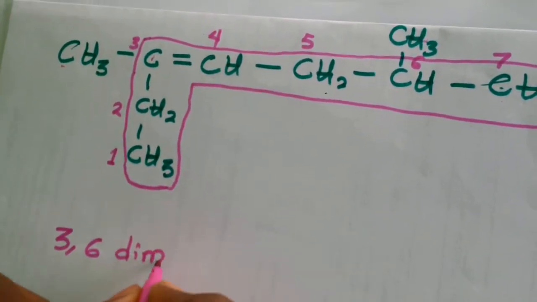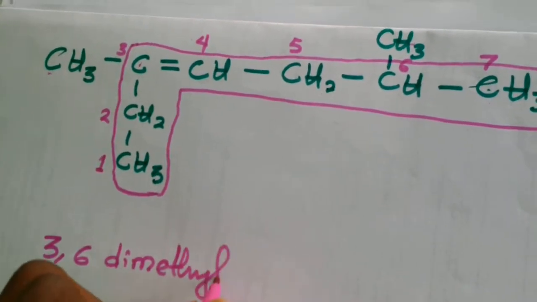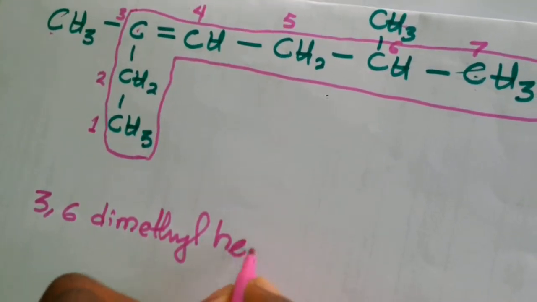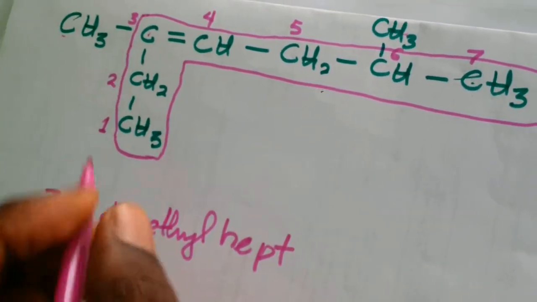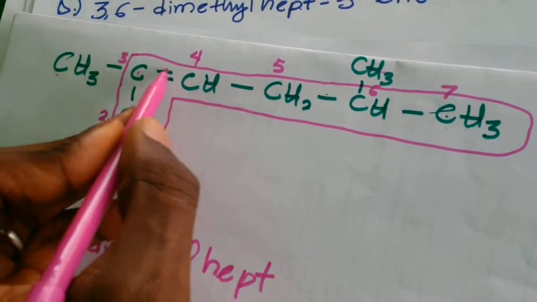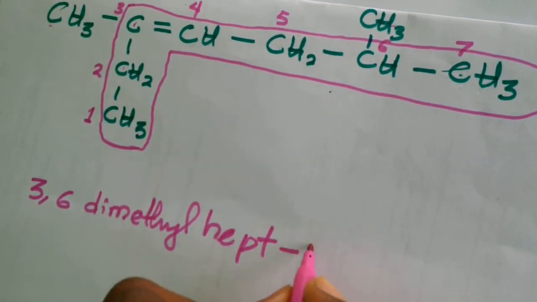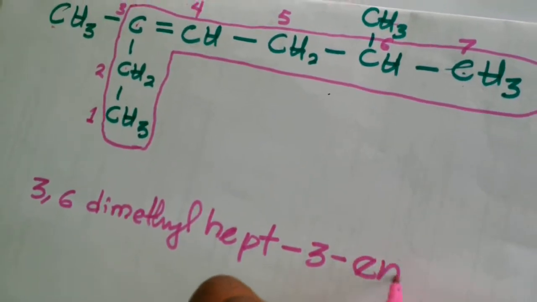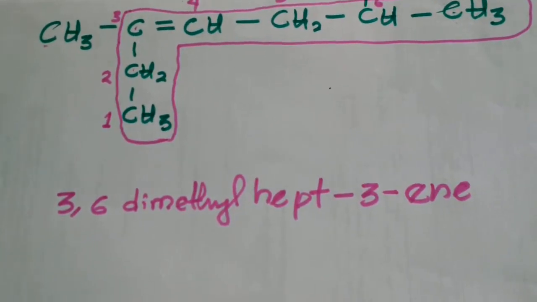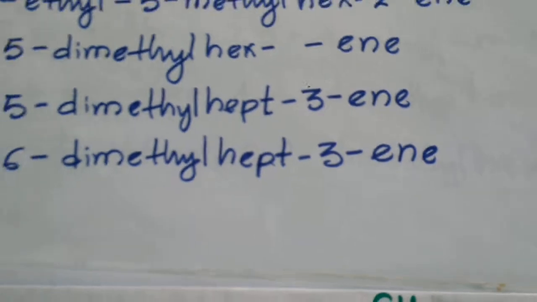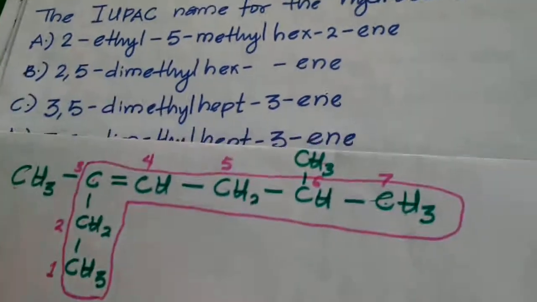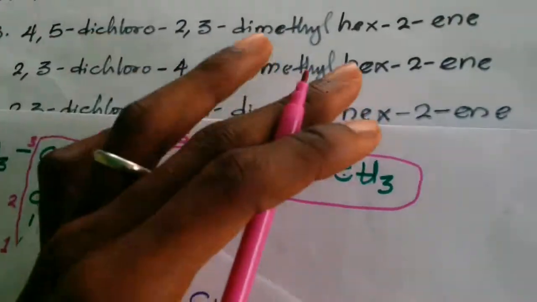Since there are 2 methyls, we will have dimethyl. Then our word root will be hept, since it's 7. The double bond is on the third carbon, so we'll call it hept-3-ene. So 3,6-dimethylhept-3-ene. That's option D here. So let's move quickly to another example.